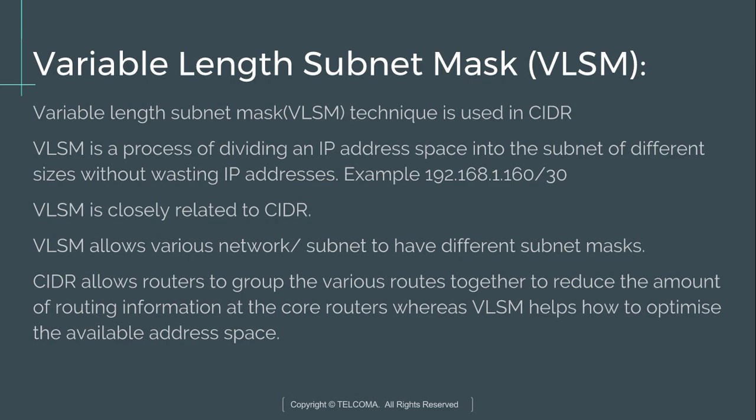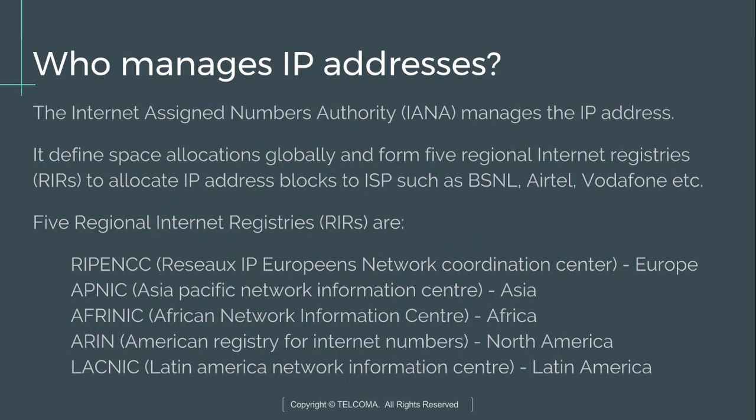Here CIDR provides routing information, reducing the routing information for the router by grouping the various subnets, whereas VLSM helps to optimize the available address space, or how to use the available IP address spaces.